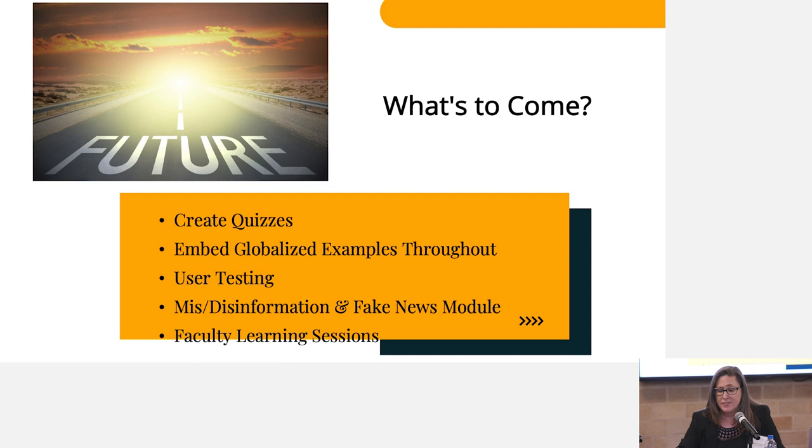So what's to come in the future? Of course, the more work I do on these modules, the more I realize that there is much more to do on these modules for them to reach their full potential. But for example, this is where we're going. I'm going to add quizzes at the end of each module with a printable certificate so students can have proof of completion. I will also be adding globalized research examples to those modules that do not have them yet, but I also plan to weave each example throughout the modules in order to bring the students back to their original research prompt and show them how to put the concepts into action.